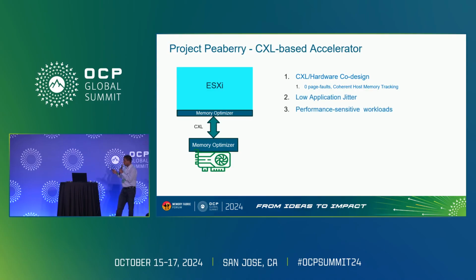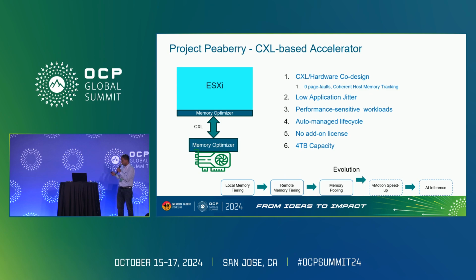There is low application jitter. That's another advantage of using a type 2 CXL. We are capable of handling performance sensitive workloads. Lifecycle is auto managed, no add-on license, and an important point, it provides 4 terabytes of extra capacity. Again, I want to emphasize this 4 terabytes is not DDR. The card that I'm showing here doesn't have DDR inside. It's different. Now, can someone guess why we have network ports also in the card?